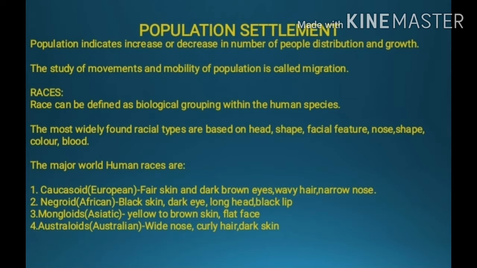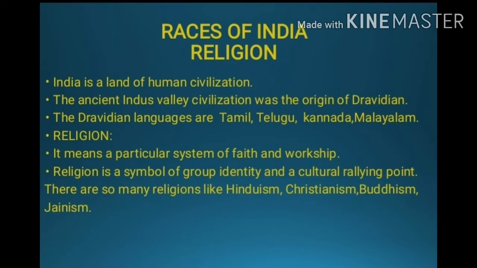Fourth one, Australoids. They are called Australian. They have a wide nose, curly hair, and dark skin. Races of India, religion. India is a land of human civilization. Civilization is nothing but how the fears, cultures, traditions, and religious faith were practiced in the olden days. So civilization represents the culture, practices, and traits of the people in the olden days.